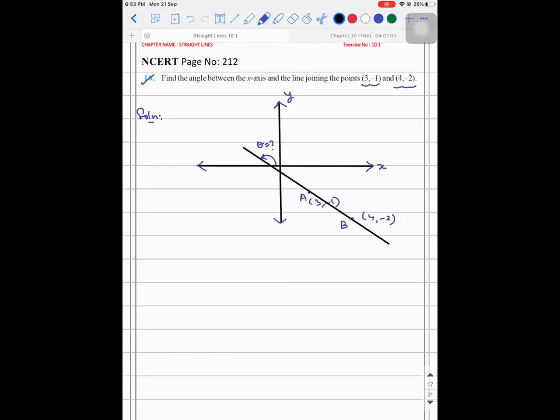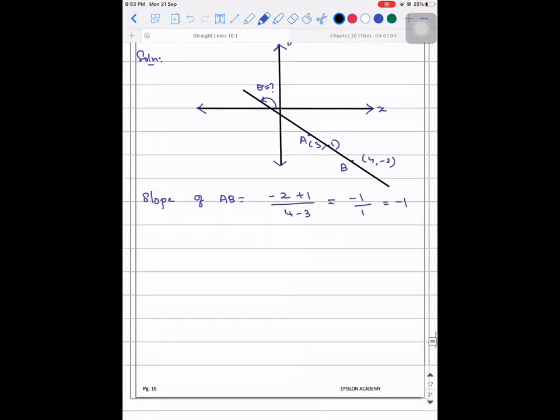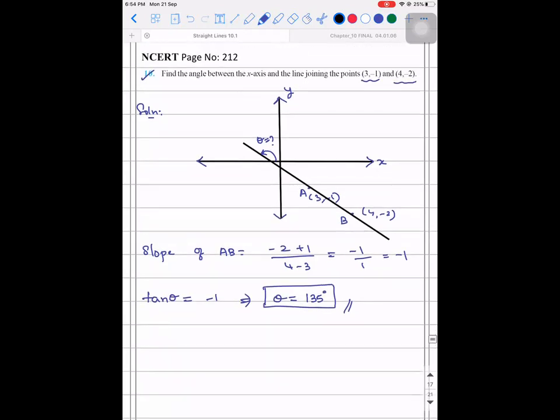So what are they indirectly asking? Find the slope of AB. What is the slope of AB? Minus 2 plus 1 divided by 4 minus 3, that is minus 1 by 1, minus 1. Correct? So tan theta is equal to minus 1, which implies theta is equal to how much? If you observe, we are involving trigonometry here. Tan theta is equal to minus 1. Theta will be 135 degrees.